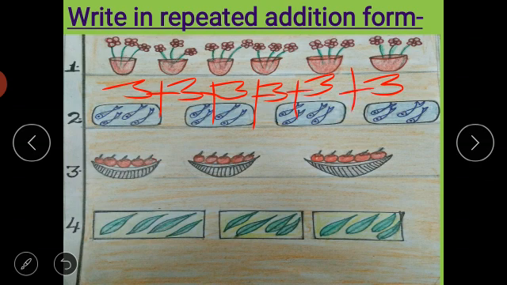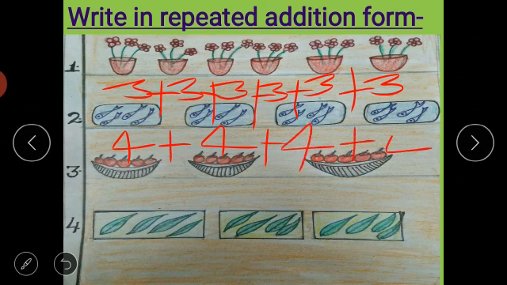Are you getting it, children? In the same way, in the next, there are 4 fish in each group. So how many fish? Now start writing. 4 plus 4 plus 4 plus 4. Okay, children? Yes. This thing represents repeated addition form. You have to do only this much in this exercise. Now solve the third question. There are 3 baskets. How many fruits are there in each basket? 1, 2, 3, 4, 5. 5 fruits. 5 plus 5 plus 5.